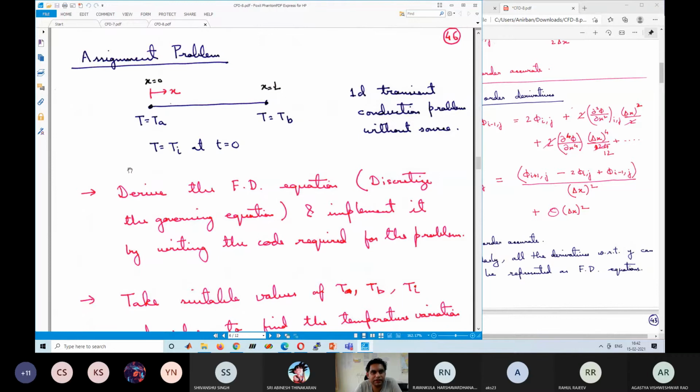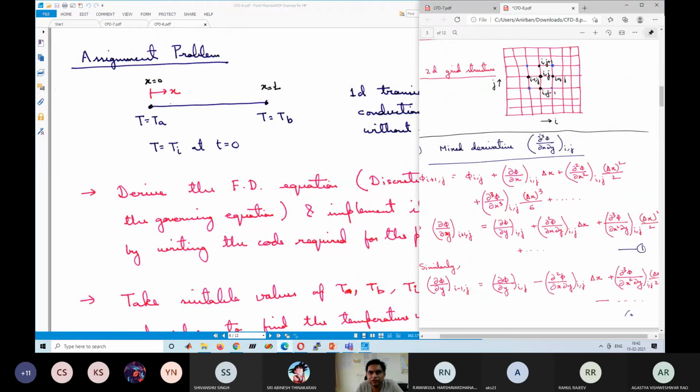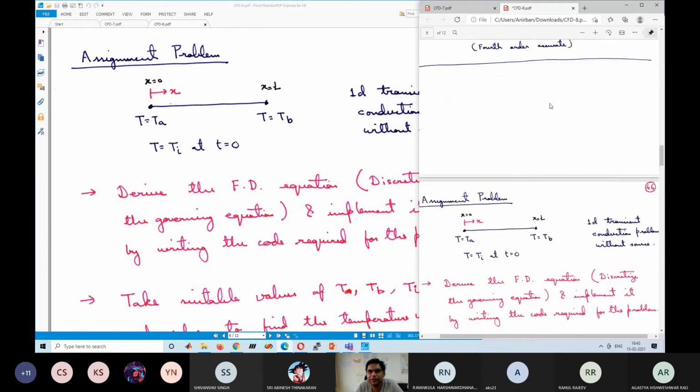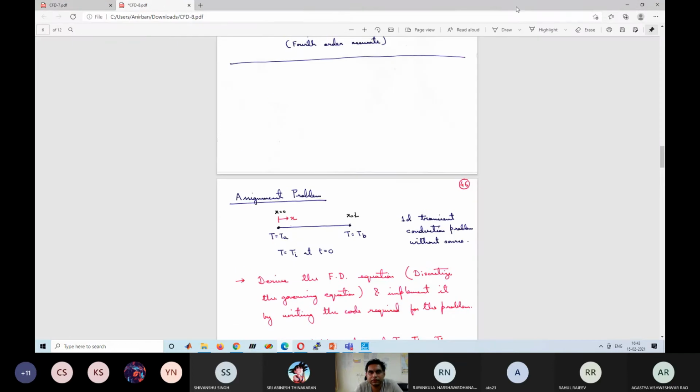So at a certain time, say time t equal to 10 seconds, what is the temperature variation in the domain? At time t equal to 20 seconds, what is the temperature variation in the domain? So ultimately, you will see that it reaches a steady state. Steady state, you remember what the steady state value is, right? What will be the steady state pattern? Very basic question. It will be linear, right?